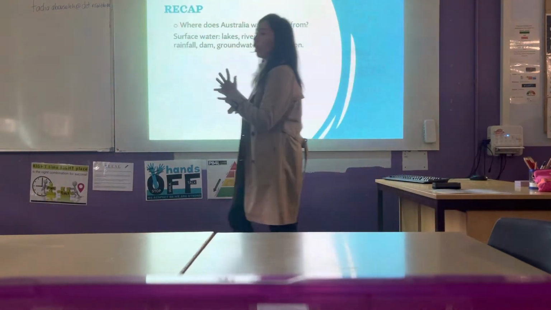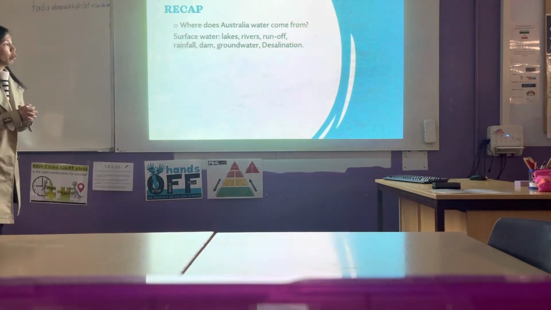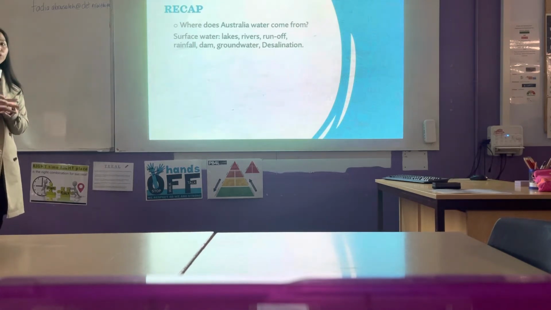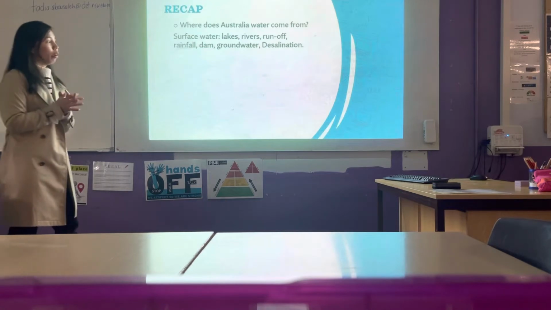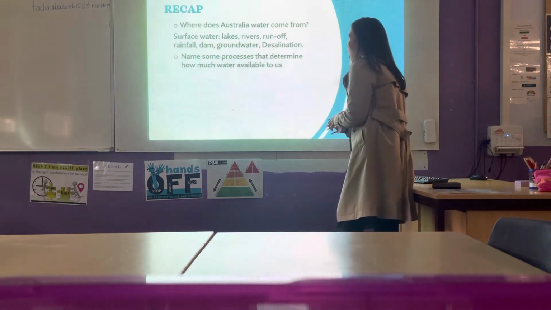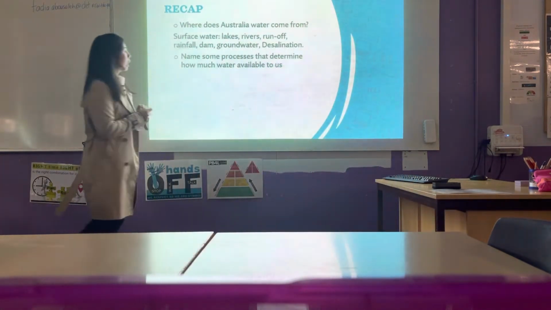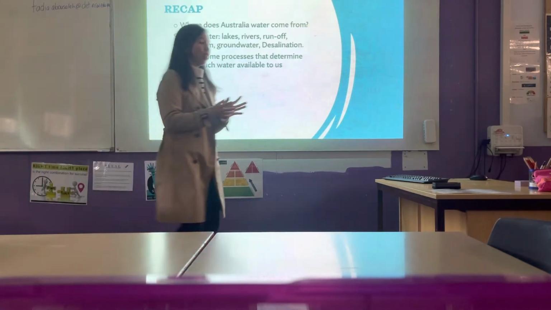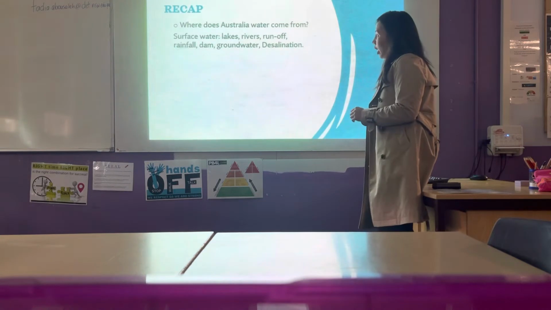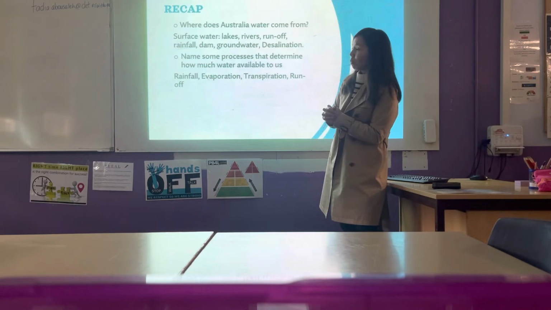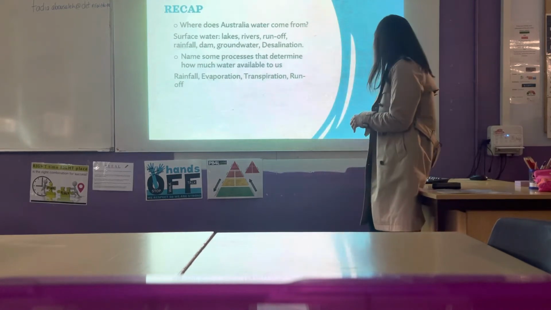So the water is coming from surface, like you said, lakes, river, runoff, rainfall, dam, and they also come from groundwater as well, or desalinations. Very good. What else? You have to name some processes that determine how much water is available for us. What are they? You remember? Okay, so we have rainfall, evaporation, transpiration, and runoff.